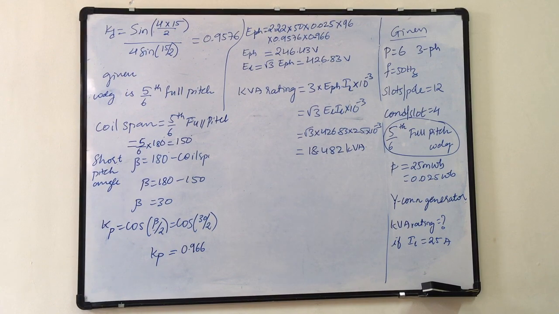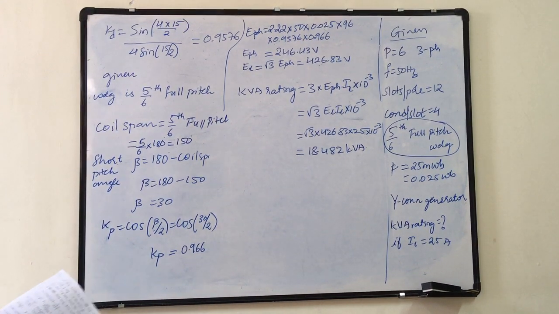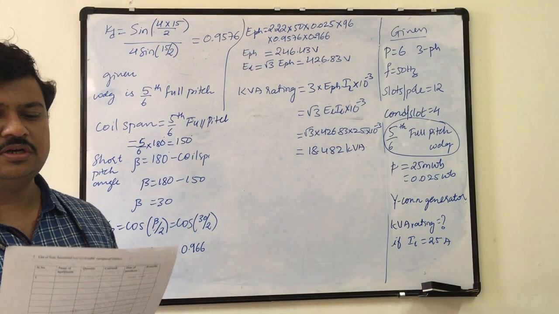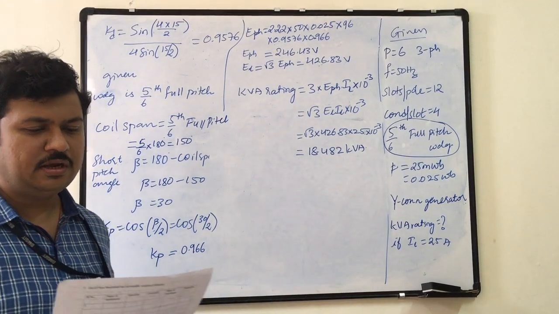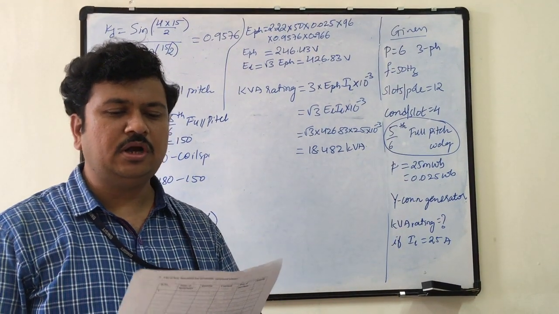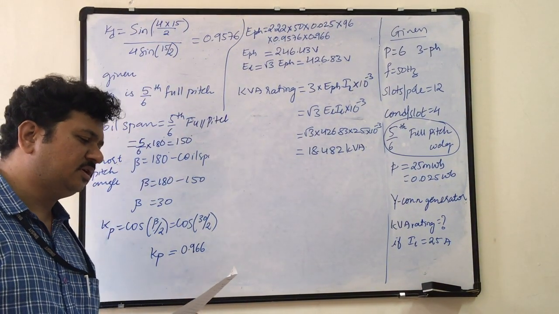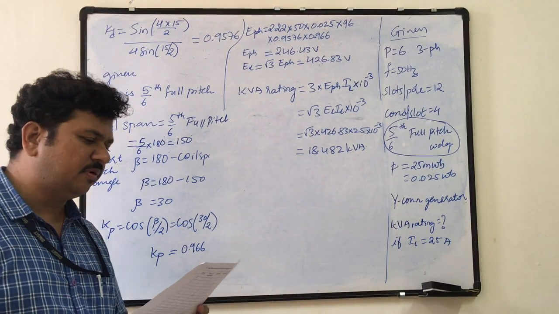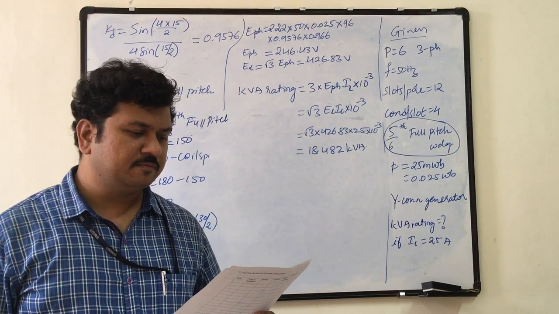We will take another example. Take the statement, example number 3. A 3-phase 50 Hz 10 pole alternator has 120 armature slots. The flux per pole produced is 0.15 webers.